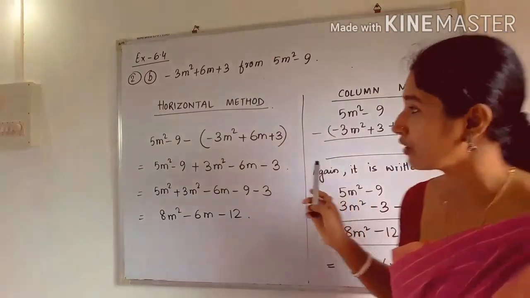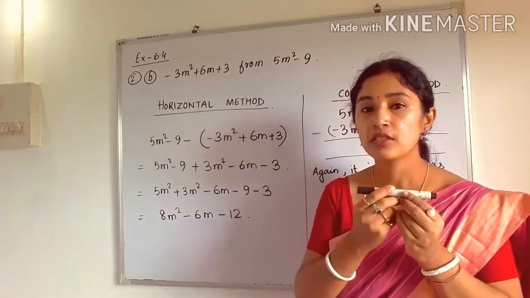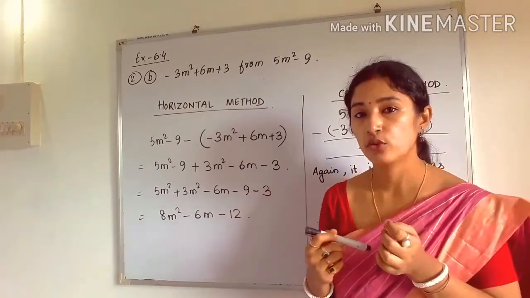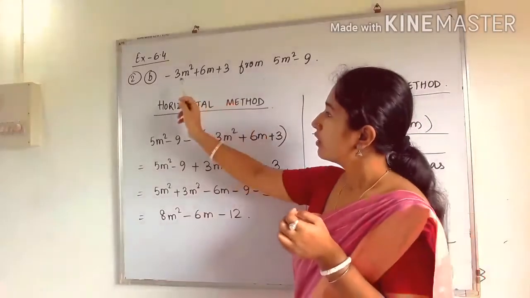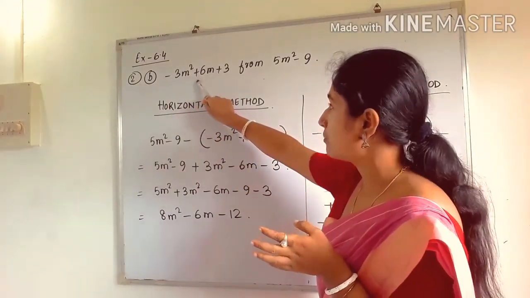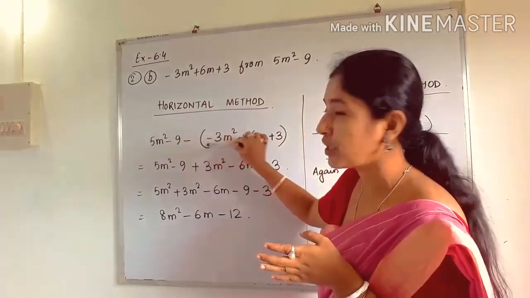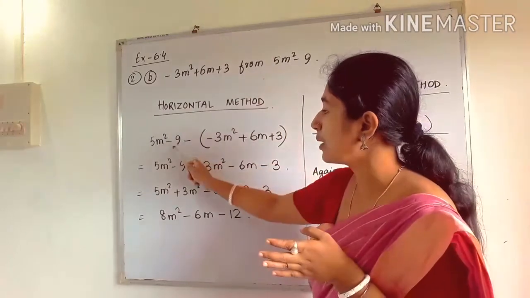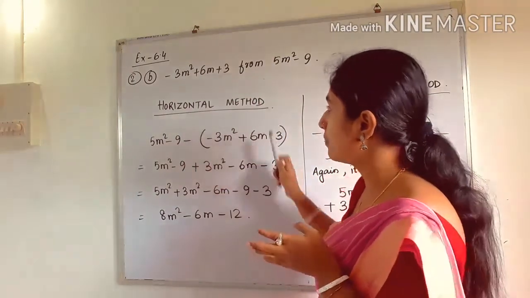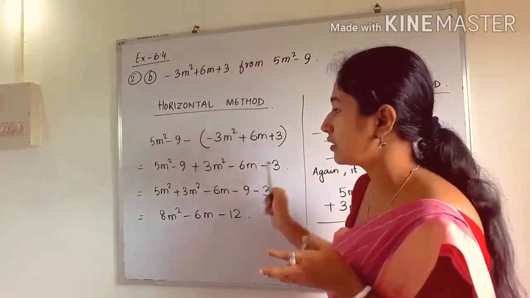So what happens in the horizontal method? You have to do it in a row. That means in a line, stepwise you have to do it. So here you can see you have to subtract this algebraic expression from this. So first of all we will make the expression. Okay, so 5m square minus 9 minus, inside the bracket we will write minus 3m square plus 6m plus 3.